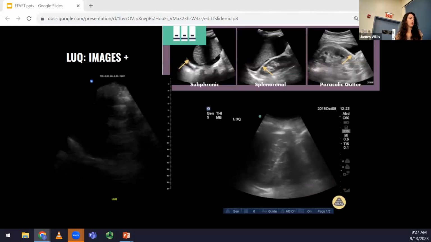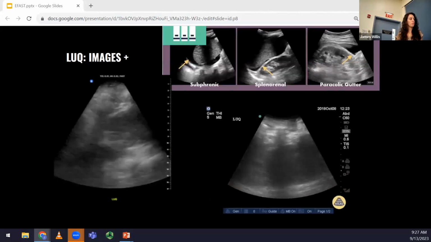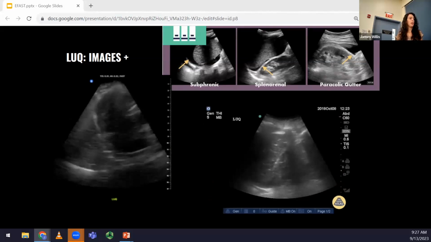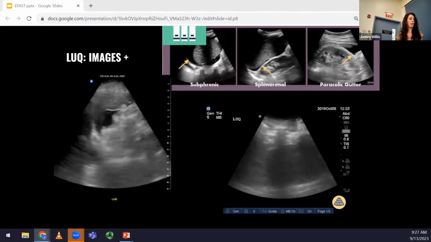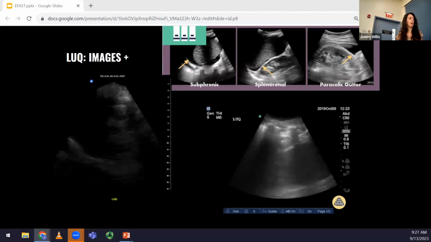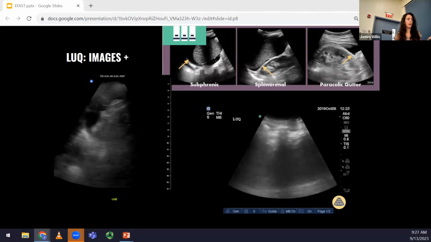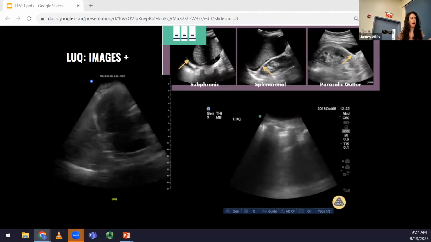So some positive images from the left upper quadrant. On the left, we have, again, kind of a little bit more classic. You're seeing fluid in that interface between the spleen and the kidney. If you look closely towards the end of the clip, you can also see fluid in that space between the spleen and the diaphragm. So again, it's very important to get that.